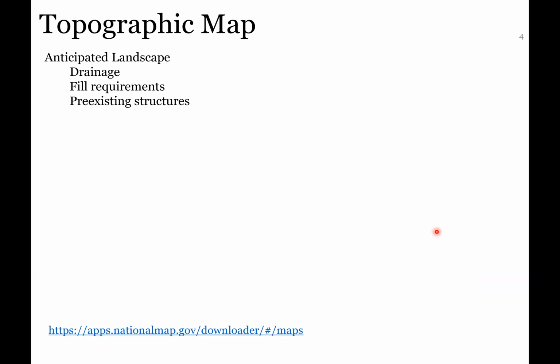So let's first talk about topographic maps. Topographic maps show the anticipated or generalized contours of the ground surface elevation. They tell us the anticipated landscape in terms of hills, valleys, riverbeds, all that fun stuff. It's all based off of digital elevation mapping or survey mapping, depending on the year that you collect these from. And these will help us greatly when it comes to anticipated drainage of our site and the fill requirements.